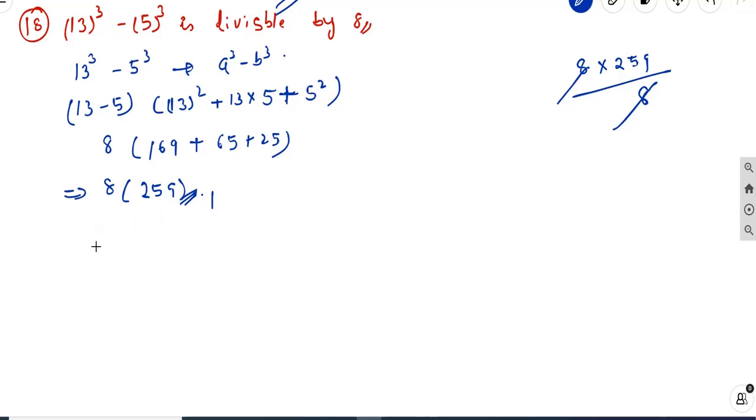So therefore, as 8 is a factor of 13 cube minus 5 cube, this is divisible by 8. Therefore it is divisible by 8.